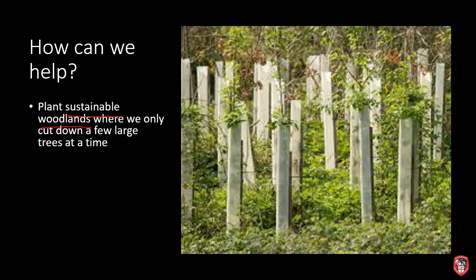What they might do is chop down a small amount of the big trees, let the small trees grow up, and keep planting new trees. Therefore, we are removing some of the bigger trees, but we're allowing the smaller trees to grow, so we are almost recycling the trees. So we have what we call sustainable forests or sustainable woodlands.